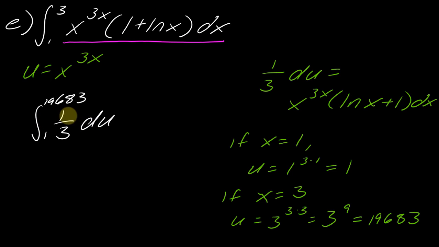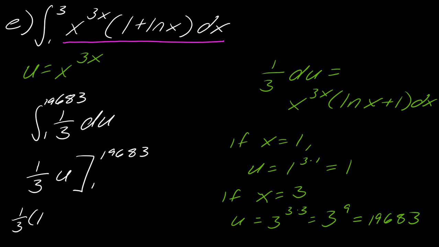To integrate this is very simple. There's a lot of work to set up the substitution and to understand the substitution, but the integration in and of itself is pretty simple. It's just 1/3 u. And now I have to plug in, of course, these limits of integration. So this will be 1/3 times 19,683 minus really just 1/3 times 1. And if I finish this off, this will be 6,560.66, or 2/3, or however you want to think about that. So that's it for that one.